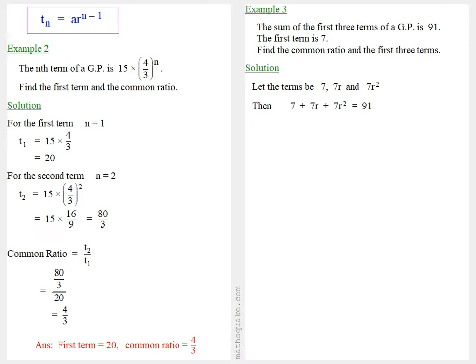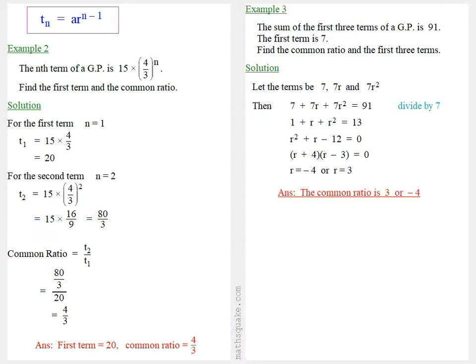And if we divide all the way through by 7, we get 1 plus r plus r squared is equal to 13. And that can be rearranged as r squared plus r minus 12 equals 0. And that factorises as r plus 4 into r minus 3 equals 0, which means r is equal to minus 4 or r is equal to 3. So the common ratio is 3 or minus 4.